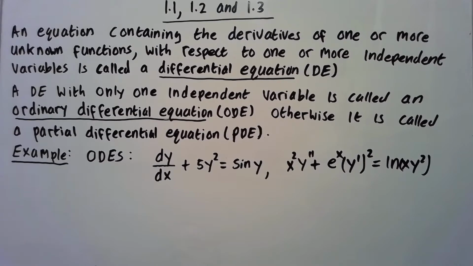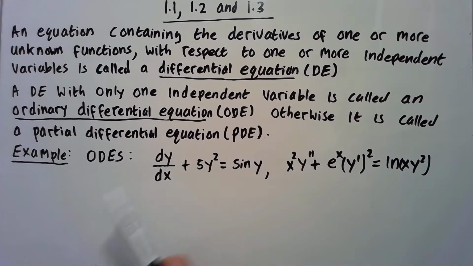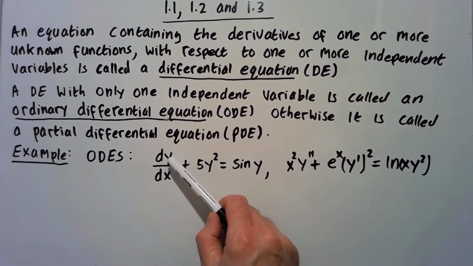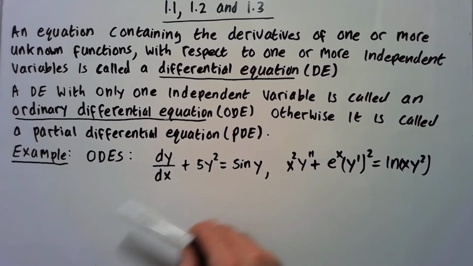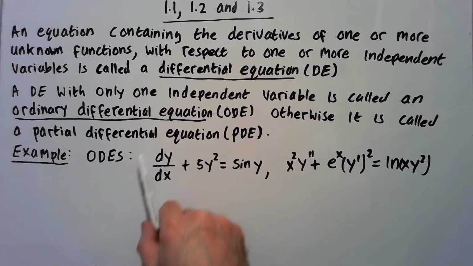Okay, so here are some examples of ordinary differential equations. For ordinary differential equations, again, there's just one independent variable. You can think of it like an x and a y, where x would be the independent variable, and y would be the function of x. So here would be the derivative of y plus 5y squared equals sine y. That'll be an ordinary differential equation.